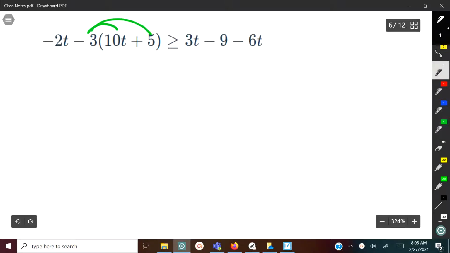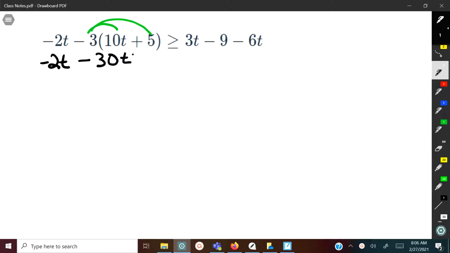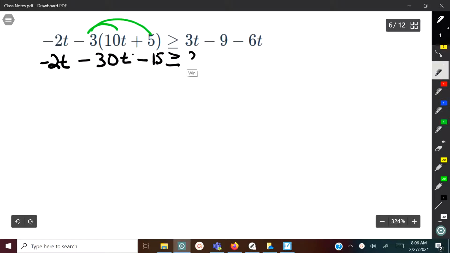So now I have -2t, then negative times this positive is a negative, 3 times 10 is 30. And there's no variables, just put down t. Then negative times a positive is a negative, 3 times 5 is 15. And everything else I'm just going to write again.